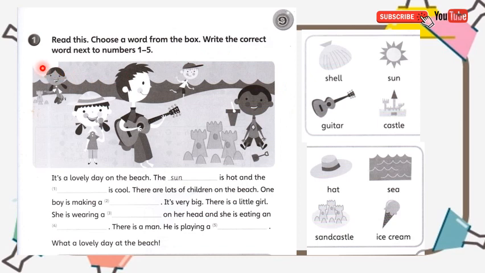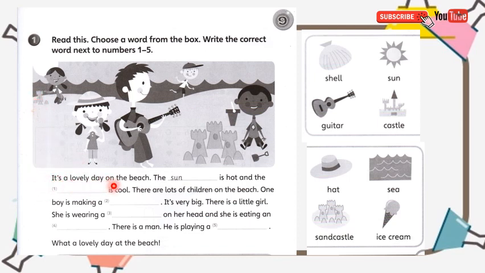Look at the picture. We can see number 1, sun. Here we have also sun. Then you can see the sea at the back, so this is the C. After that, you can see hat, guitar, sandcastle, and the ice cream. In this picture, I cannot find shell and castle. There's no shell in the picture and no castle. This one, sandcastle. This one also, sandcastle. Alright, let's complete the passage.